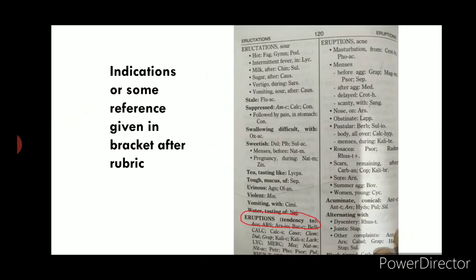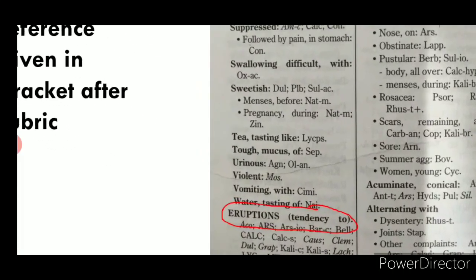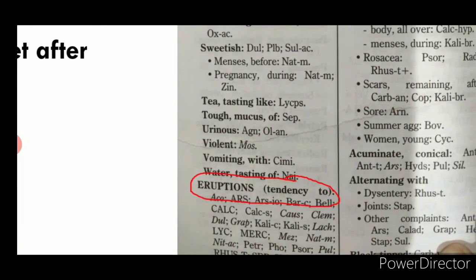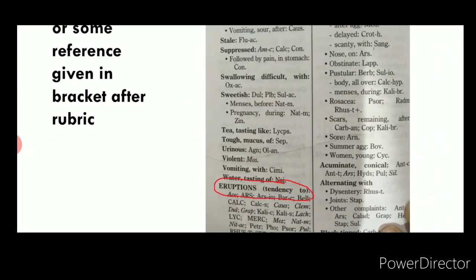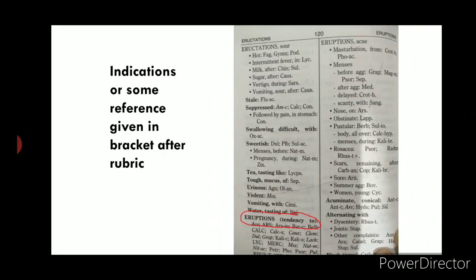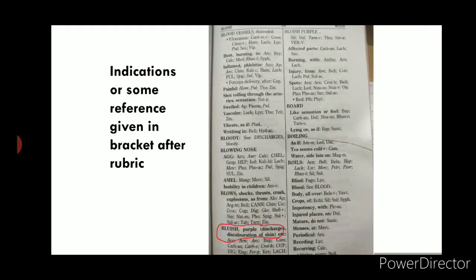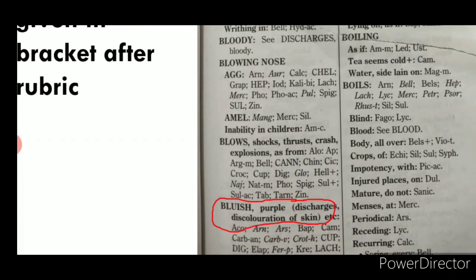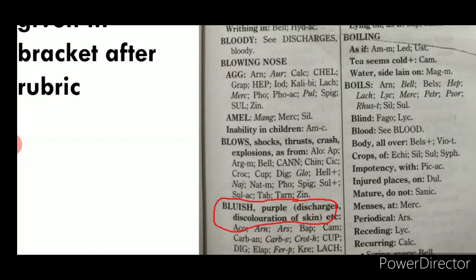Now, indications or some reference regarding a particular rubric are given in a bracket just after the rubric. So here you can see eruptions, and in the bracket you will find tendency to. So the list of medicines denotes that the patient has a tendency towards certain eruptions. Also there is one more example. We have the rubric of bluish purple, where you see that in the bracket we have discharge, discoloration of skin.